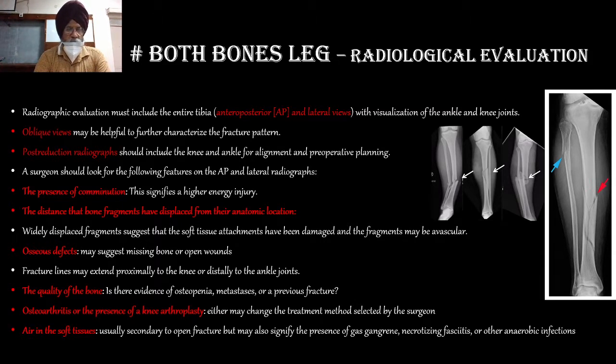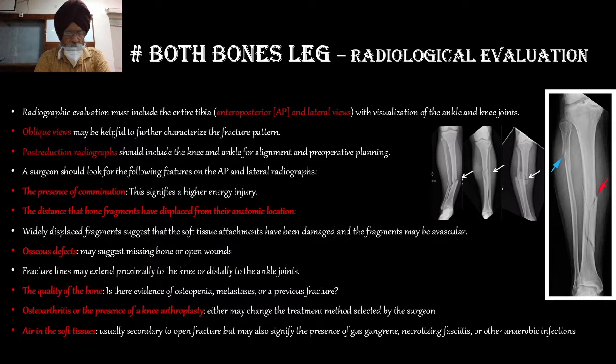Then radiological evaluation of the fracture: we go for the X-ray, anterior, posterior and lateral views. Oblique views may be taken and may be helpful to further characterize the fracture pattern. Post-reduction radiographs should be taken. Then look for the presence of comminution or the distance that bone fragments have displaced from their anatomical location. Any osseous defect can also be seen.